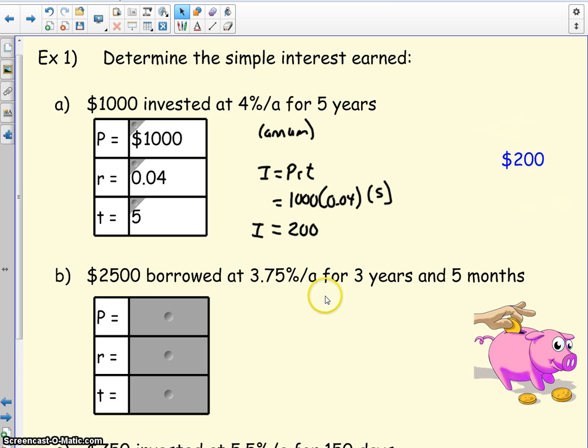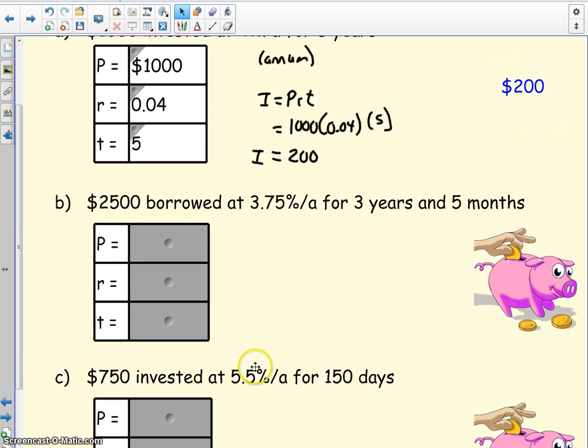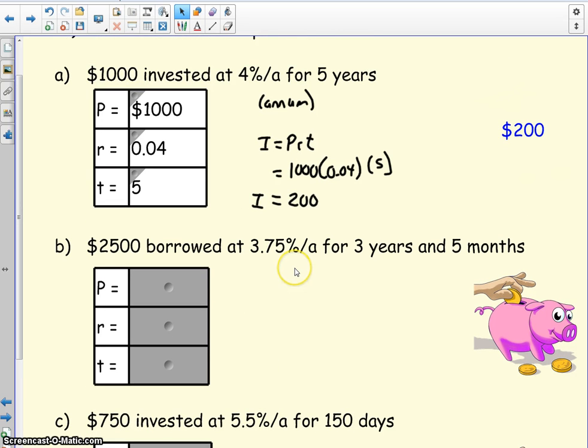Okay, so it seems pretty straightforward right now. We're just trying to figure out what values go into the equation for principal, rate, and time. So for part B, it's a similar situation, except now you're borrowing money instead of investing money. The interest calculation doesn't change, except now it's extra interest you owe instead of interest you get back on top of your investment. So you initially invest $2,500 at 3.75% per year, so we convert that to a decimal.